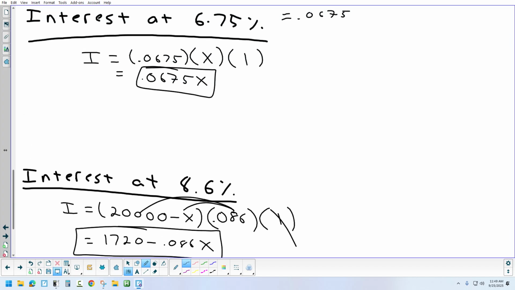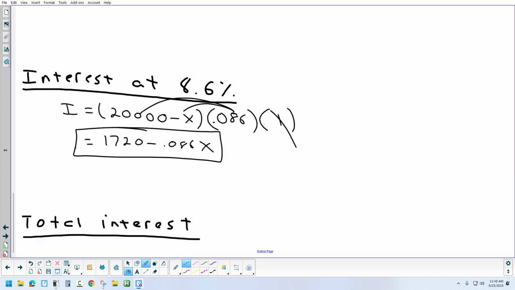Now, I know how much he's going to earn in the first one. I know how much he's going to earn in the second one. And now I want to know how much he earns altogether. So what do you think I'd have to do with the two formulas to find the total amount of interest he earns? Yeah, add them together.